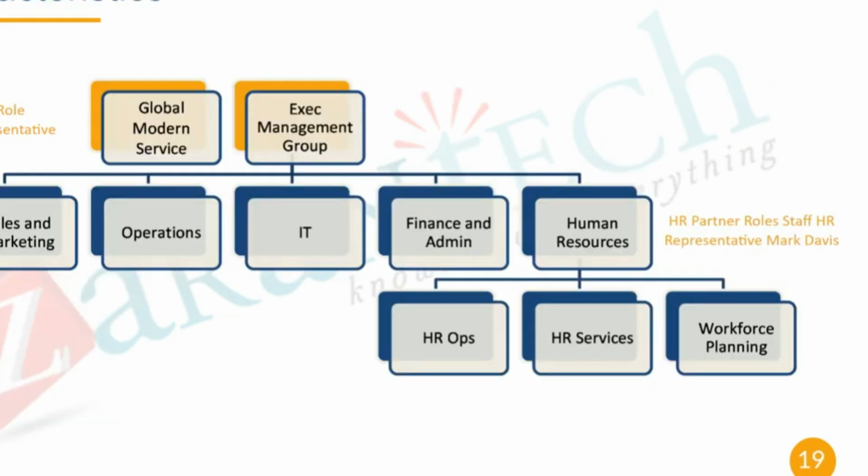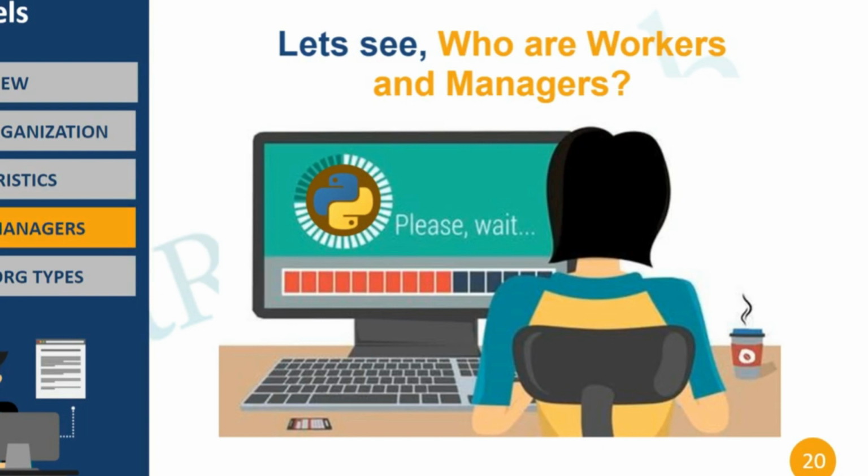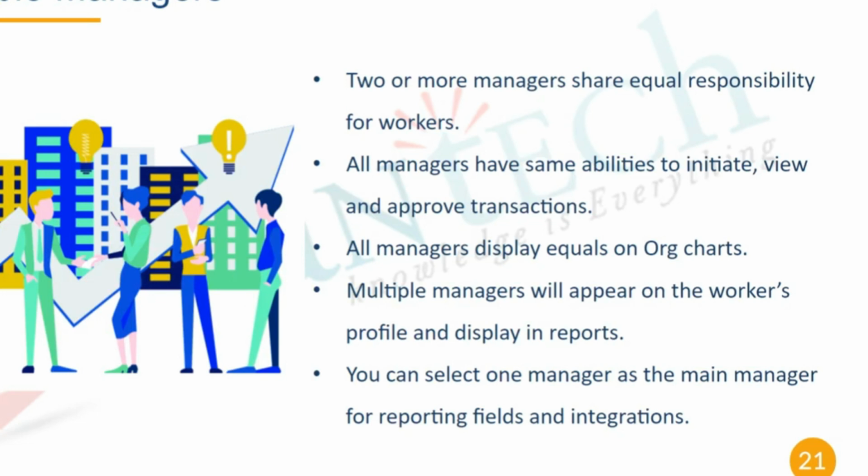Here's an example of role inheritance in a supervisory organization hierarchy. The executive management group has roles that cascade down to subordinate organizations. Now let's discuss workers and managers within the supervisory organization. With multiple managers, 2 or more managers share equal responsibility for workers. All managers have the same abilities to initiate, view and approve transactions. On org charts, the multiple managers display as equals. Multiple managers will also appear on the worker's profile and in reporting.